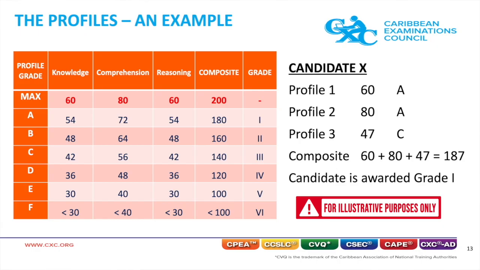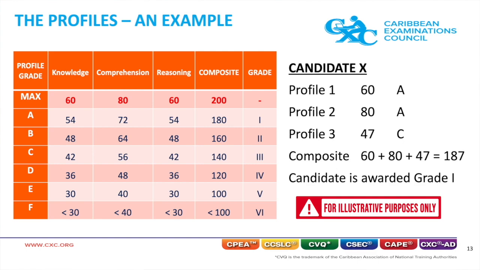Candidate X. Candidate X earns 60 marks on knowledge, 80 marks on comprehension, and 47 marks on reasoning, giving the letter grade combination of A, A, C. The composite grade is 187 marks, resulting from 60 plus 80 plus 47. Candidate X is awarded grade 1.